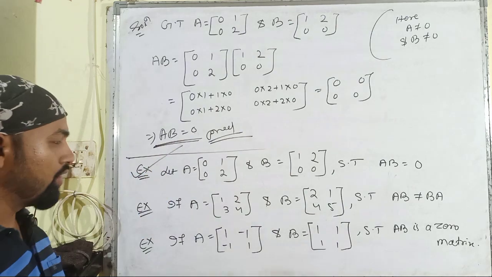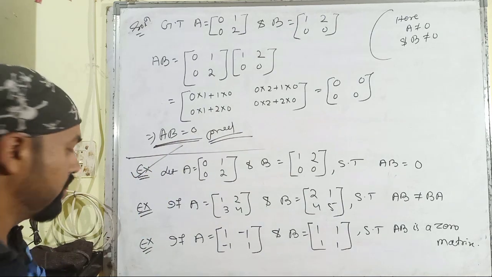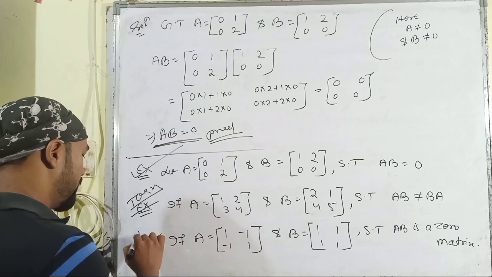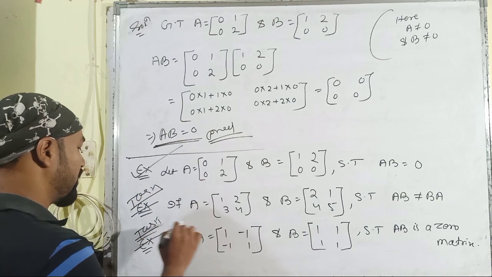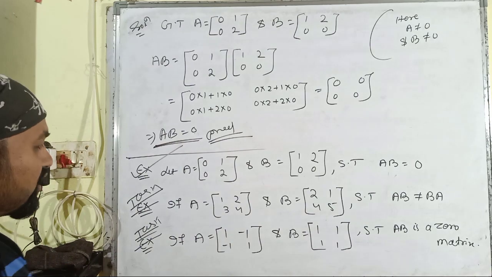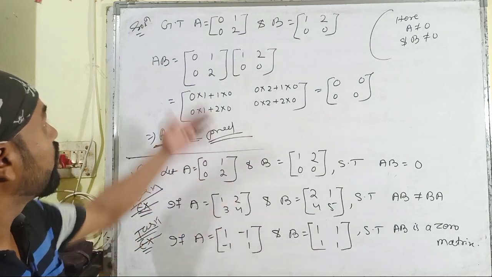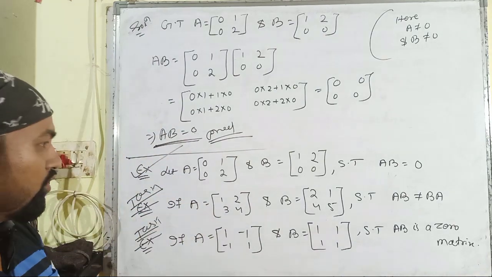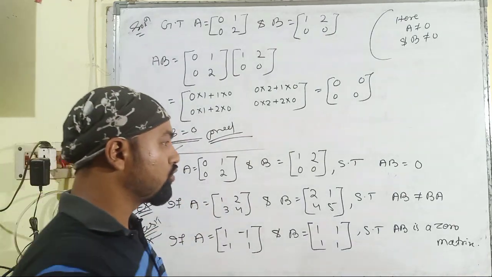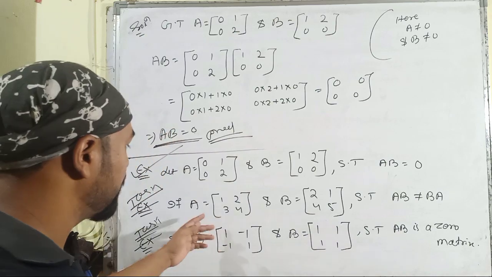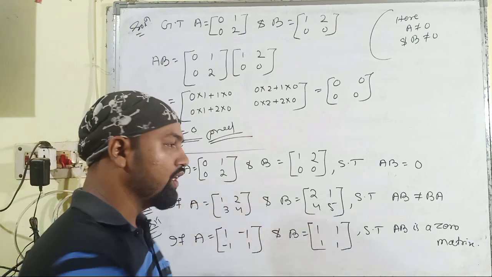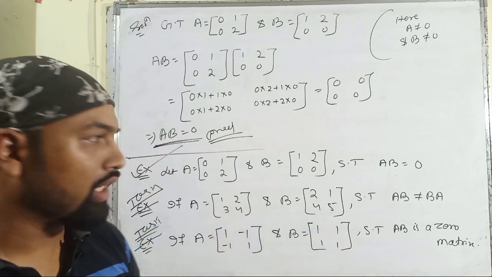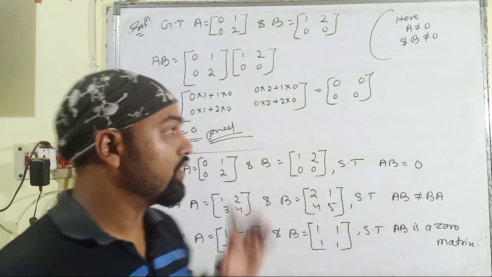So example number 1 is proved here, and the rest of the two examples are tasked for you. The third example is very much equal to the first example which I have done here. In the second example you have to find two multiplications. The first is to multiply A with B, and in the second part you have to multiply B with A, and show that AB is not equal to BA.